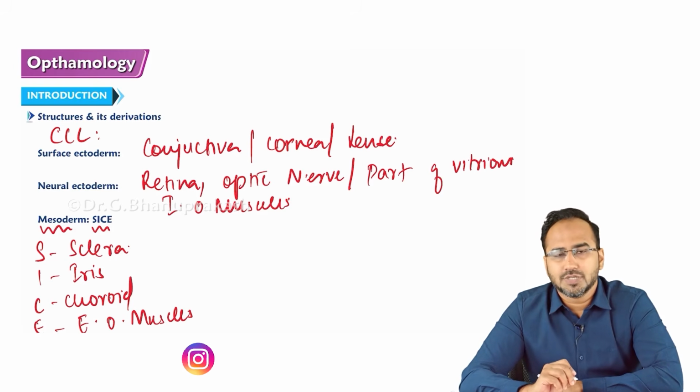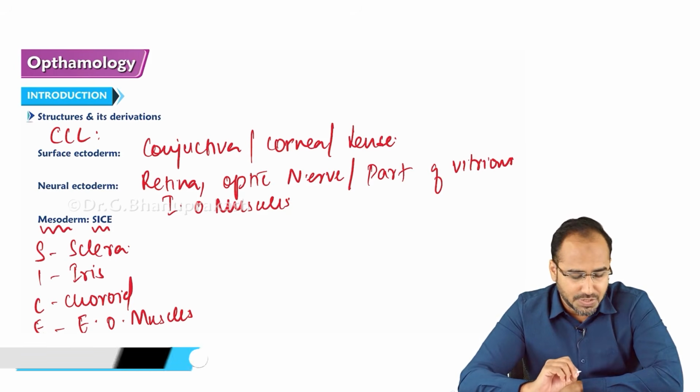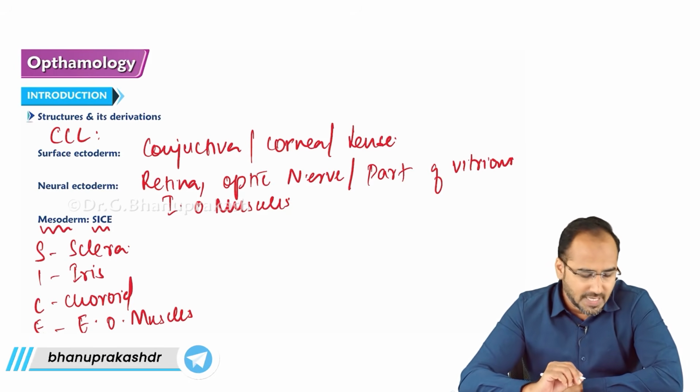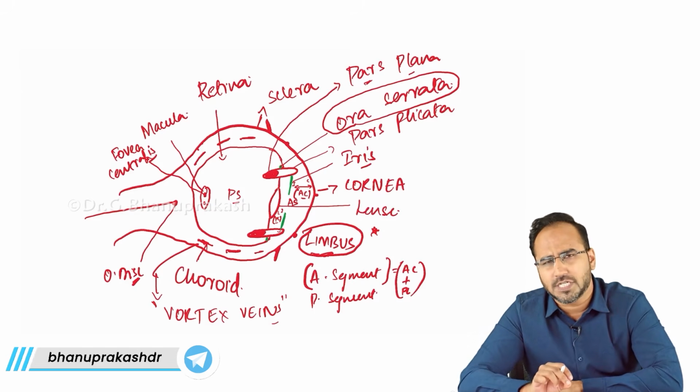Extraocular muscles. So these are the three things that we need to remember: the derivations of the structures we need to remember. Okay? So anyways, guys, we are talking about the retina. Retina is the innermost layer of the eye, which is the most important layer. We know the derivation of retina.